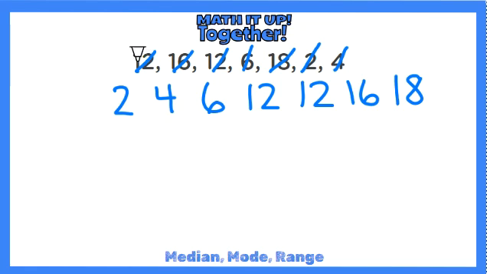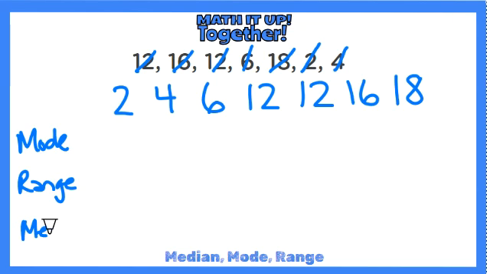Just to be doubly sure, I'm going to count: 1, 2, 3, 4, 5, 6, 7. Okay, check and check. Now I'm going to find my mode, my range, and my median.